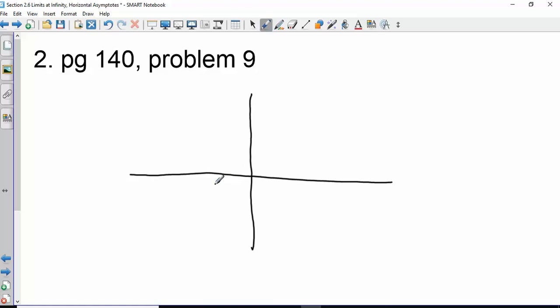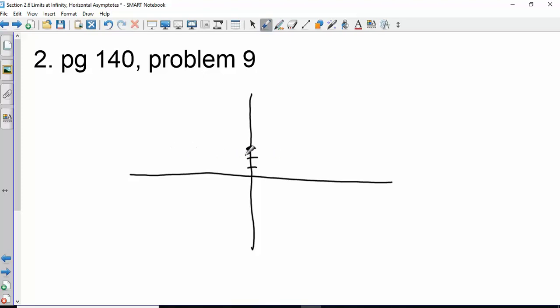First thing, f of 0 equals 3. What is that? What does that mean? F of 0 equals 3. When x is 0, y is 3. That's just a point on my graph.